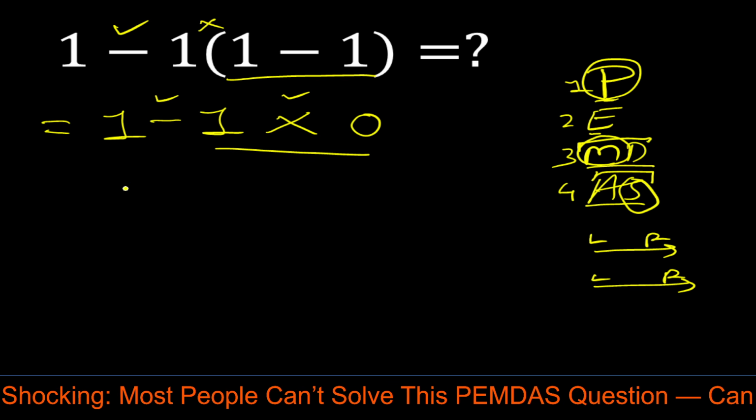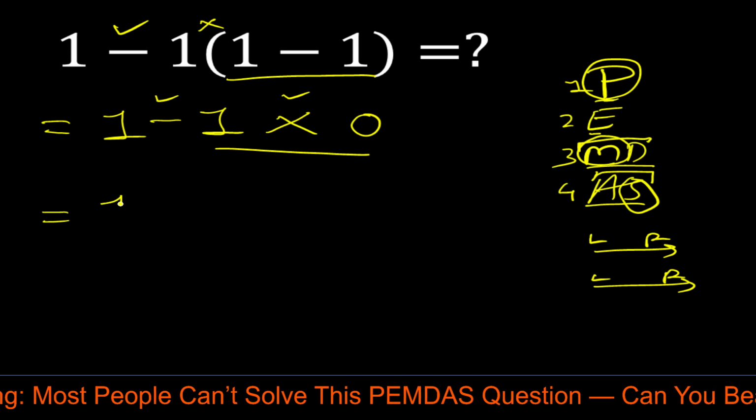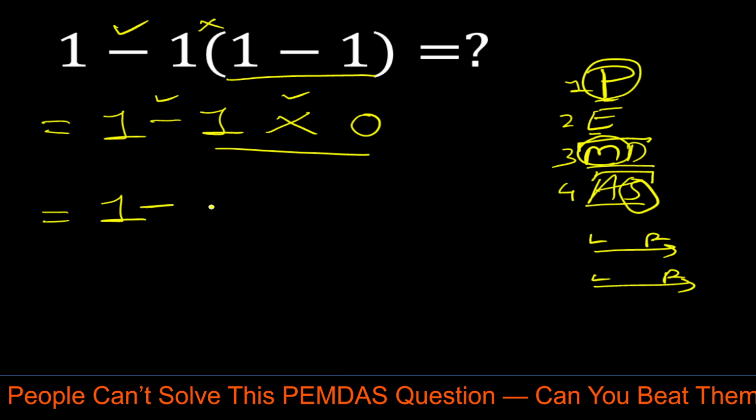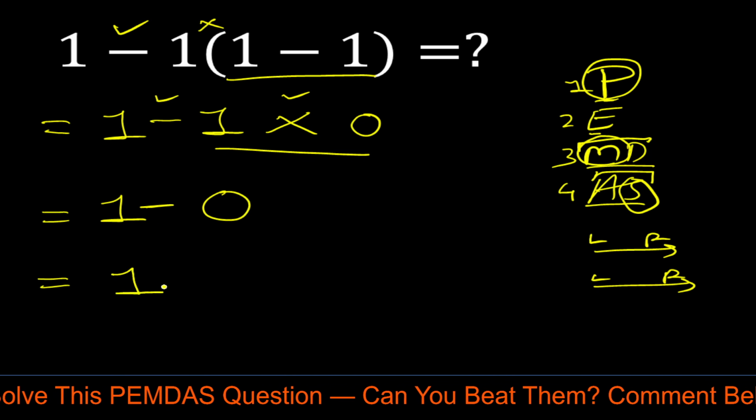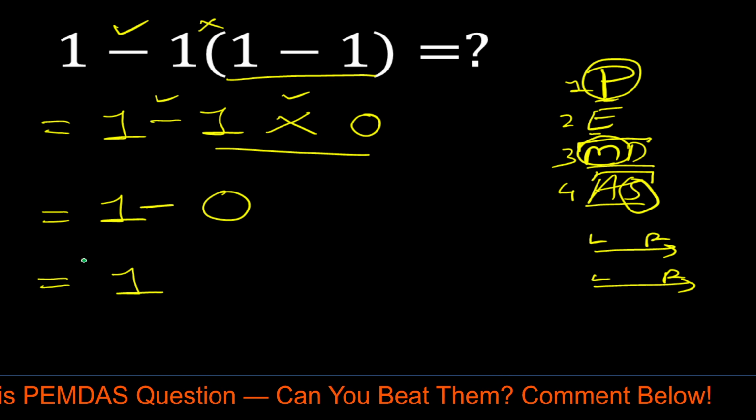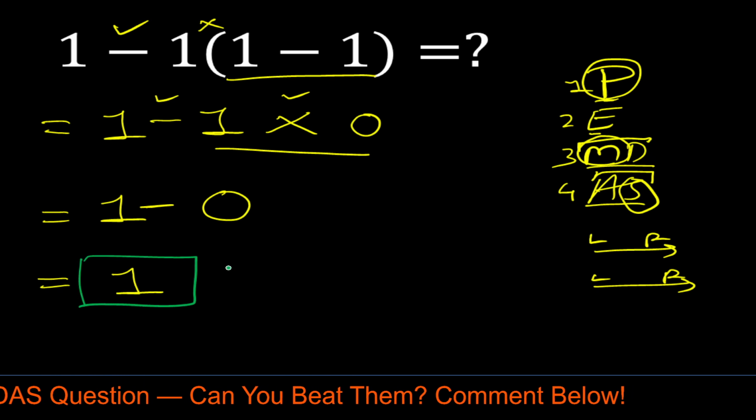So first we have to solve this multiplication. So 1 minus, now 1 times 0 is equal to 0. So 1 minus 0 is equal to 1, right? So the correct answer is 1.